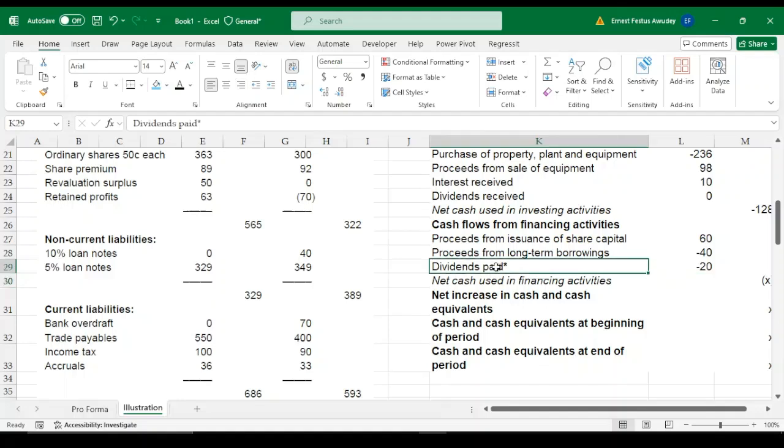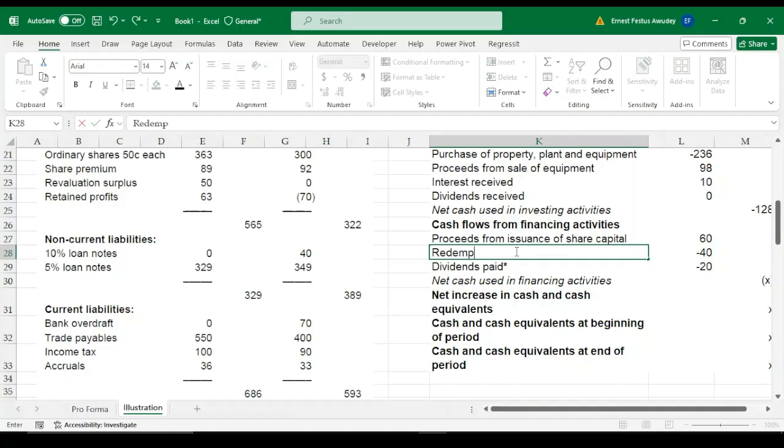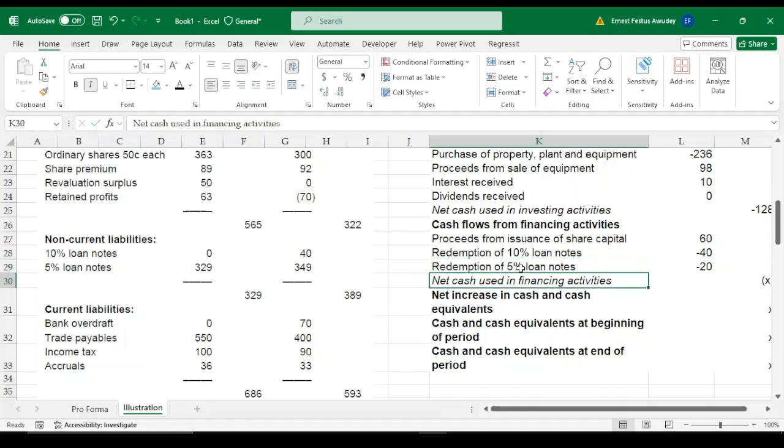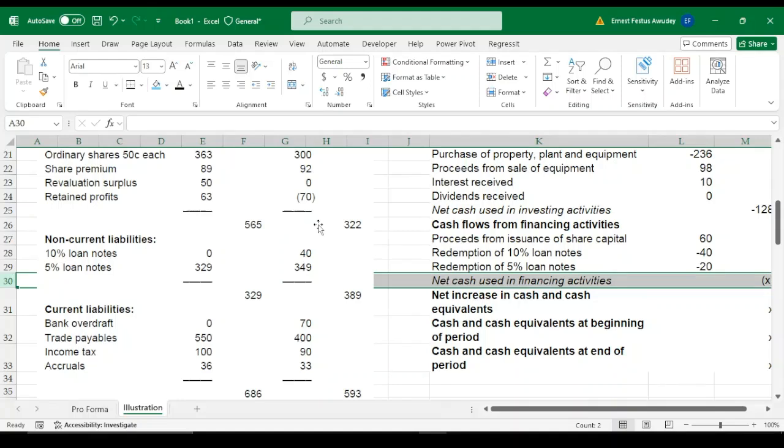Then, what we will do is, this is actually redemption of 10% loan notes. Okay, and then we also have redemption of 5% loan notes.